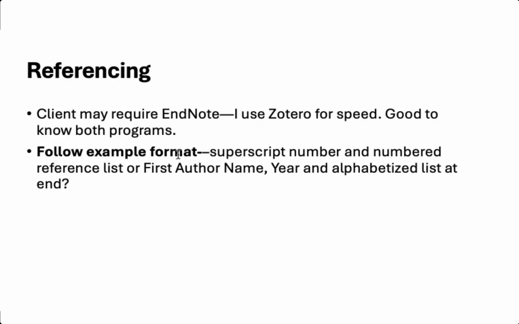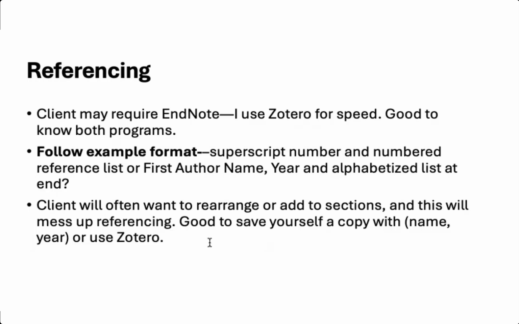Then you want to follow the example format, as always, of the format that's given to you by the client. Sometimes they'll use superscript numbers, and sometimes they'll use first author name and year, with an alphabetized list at the end. You can alphabetize a list by putting all the references into a spreadsheet and then sorting A to Z. If you don't know how to do that, look it up, but that will save you time. Don't sit there and try to order them manually. That will waste an hour or two of your life. Don't do that.